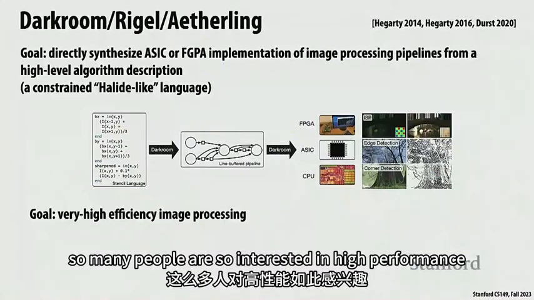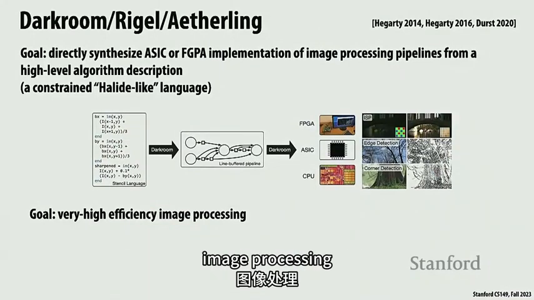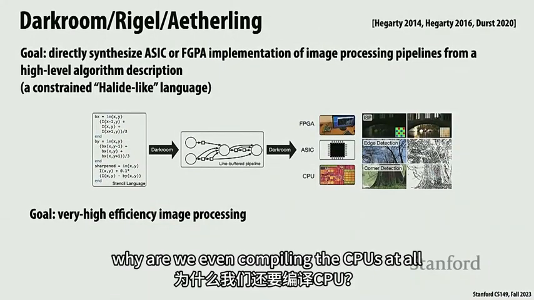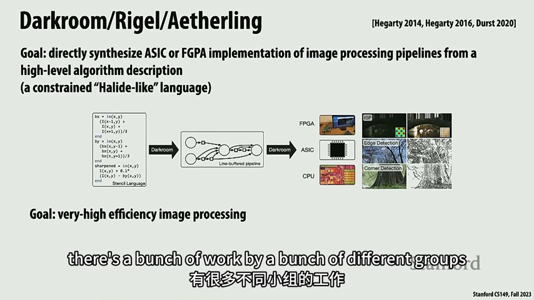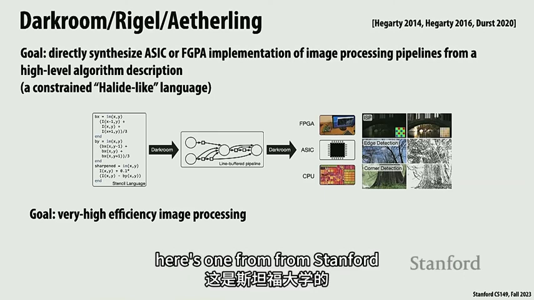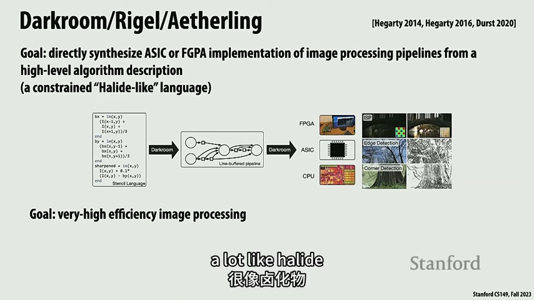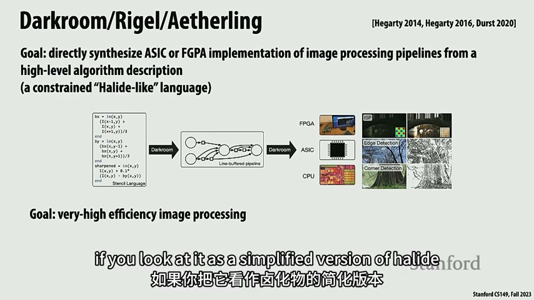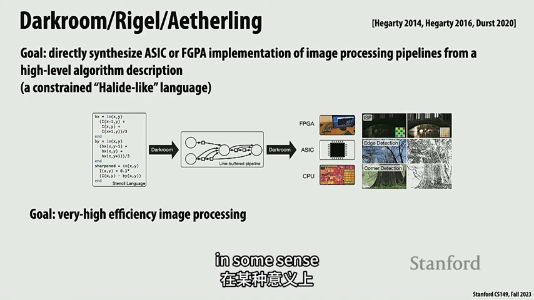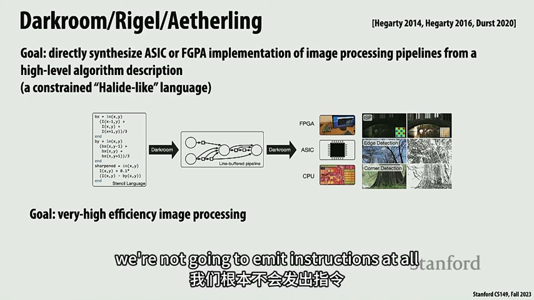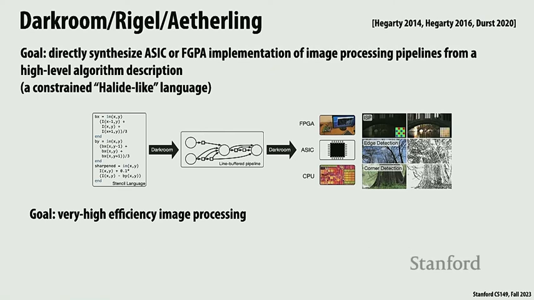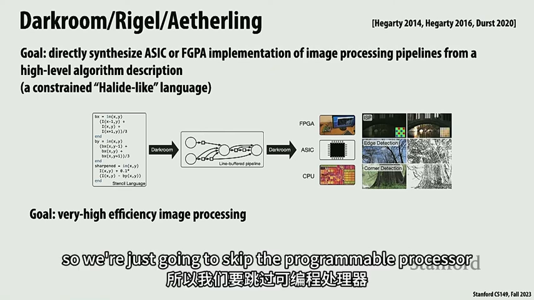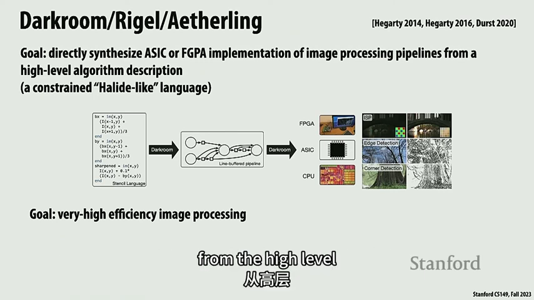Since so many people are so interested in high performance image processing, there's the question of why we are even compiling to CPUs at all. There's a bunch of work by different groups. Here's one from Stanford, where they took a language that looks a lot like Halide, a simplified version of Halide in some sense, and said, no, we're not going to emit instructions at all. We're going to emit FPGA circuits directly. So we skip the programmable processor and generate hardware directly from the high level representation.